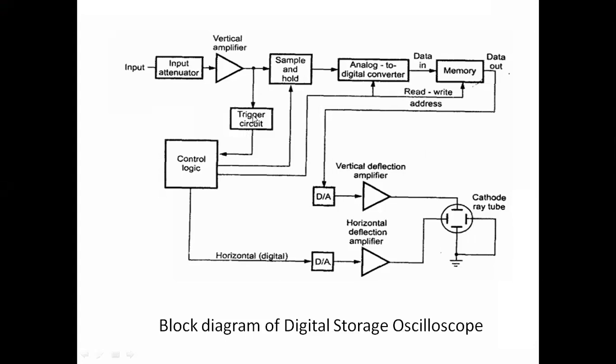Actually, from the trigger circuit we will get the sawtooth waveform in the normal CRO. Those signals will also be converted into digital form by using this control logic, and that signal is applied to the DA converter. The DA converter will convert both the vertical signals and the horizontal signals into the corresponding analog signals, and those analog signals are amplified by the vertical deflection amplifier and the horizontal deflection amplifier.